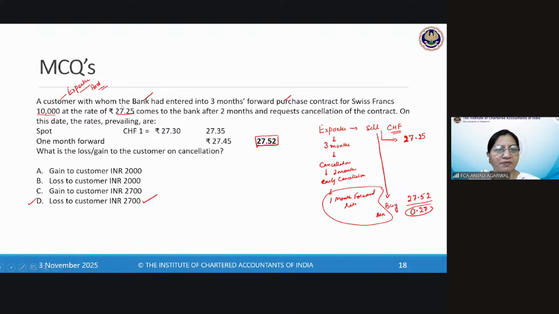Here also, a customer with whom the bank has entered into a purchase contract. The bank has entered into purchase. Had it been a customer which has entered with the bank into a sale contract, the same answer would have come up. So bank purchase is customer sells, and the customer will sell when he's an exporter. So just the language was a little different, but the situation was exactly the same. Okay.